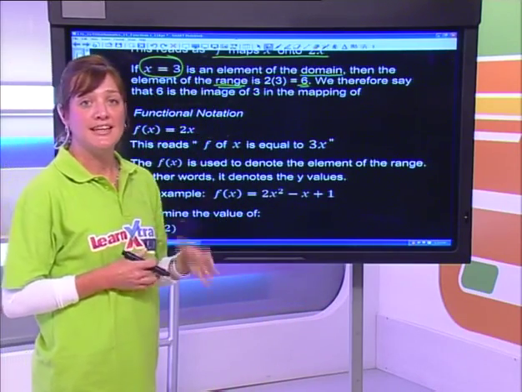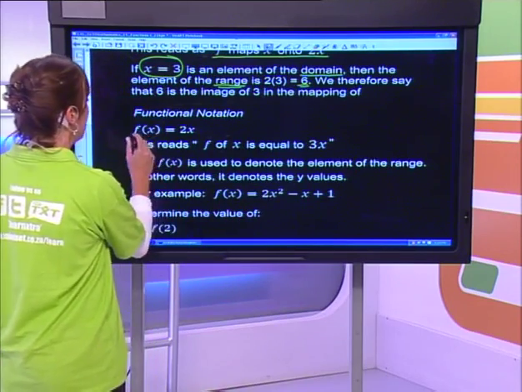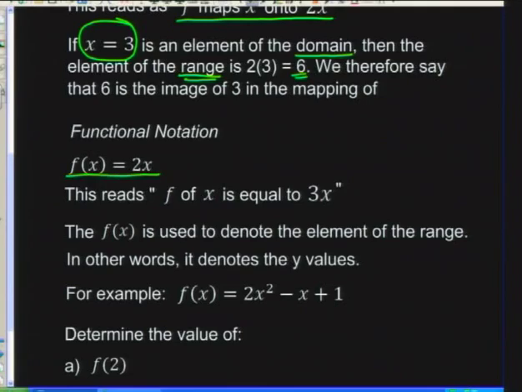All right, functional notation is going to look like this. We say f of x, and we show it inside a bracket, and we read it f of x is equal to 3x. Okay, sorry, that should actually be 3x over there then. So f of x is equal to 3x.